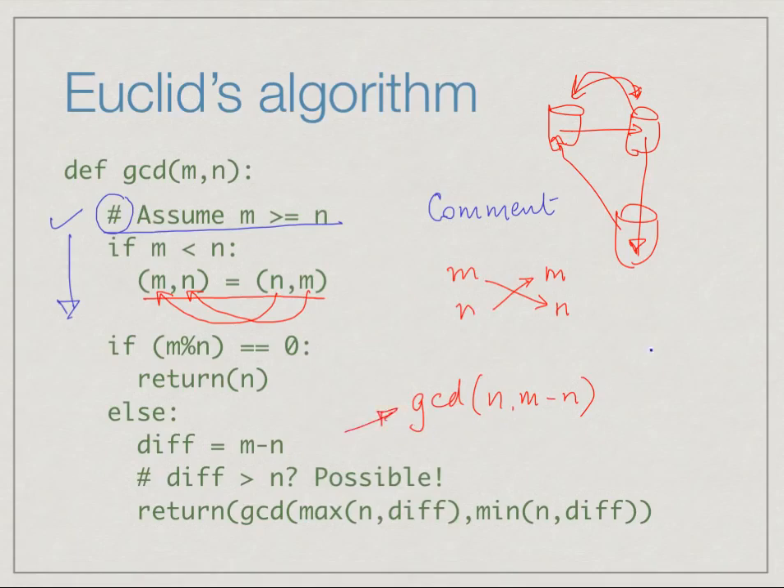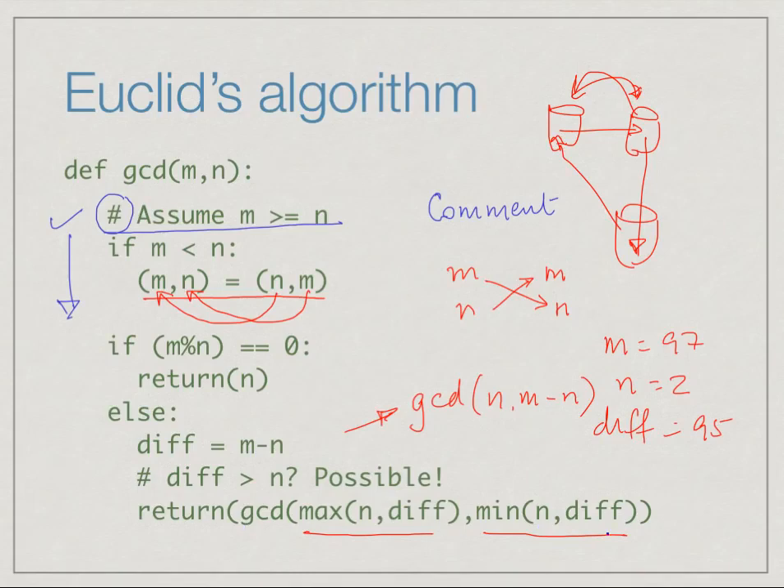But it is possible, for example, if m is say 97 and n is 2, then the difference will be 95. So the difference could very well be larger than n, and we would ideally like to call this function with the first number being the larger number. So we will just ensure this, even though our function does take care of this. What we want to do is call GCD with n and m minus n. Instead, we will call GCD with the maximum value of n and the difference as the first argument and the minimum value of n and the difference as the second. This makes sure that the bigger of the 2 values goes first and the smaller of the 2 values goes second.